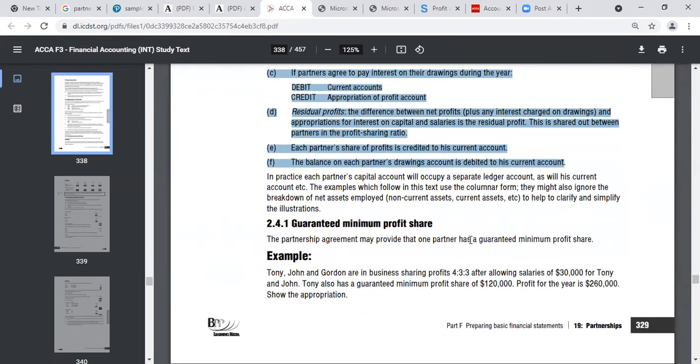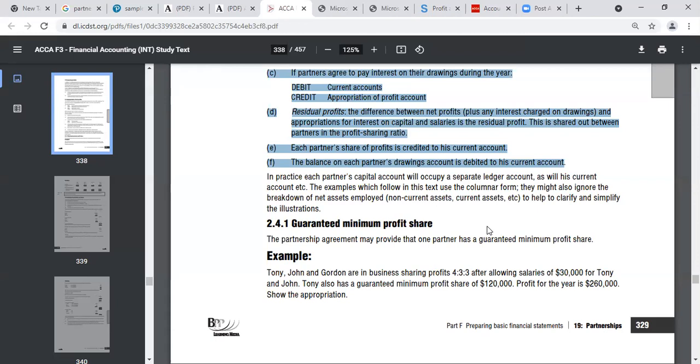Here we have a case they're calling a guaranteed minimum profit share. The partnership agreement may provide that one partner has a guaranteed minimum profit share. That means that despite the ratio they may have, there's one partner who cannot get a profit less than a given amount.